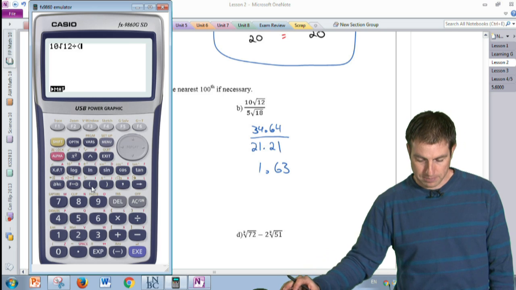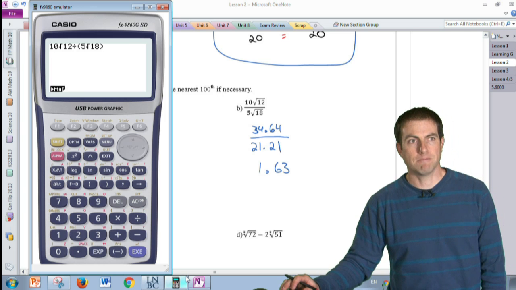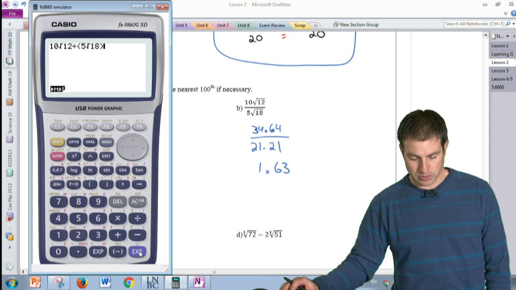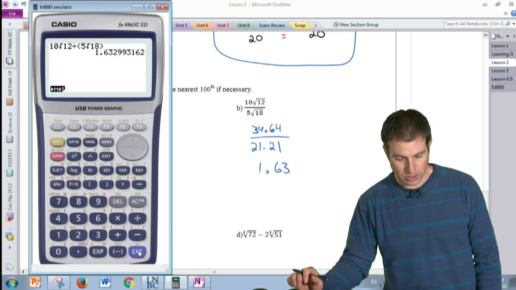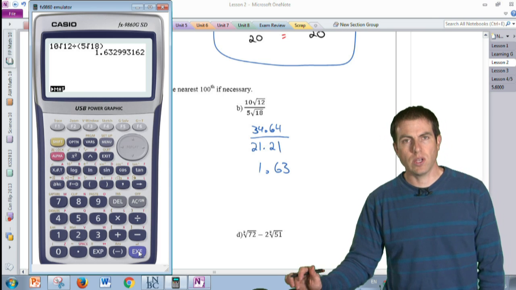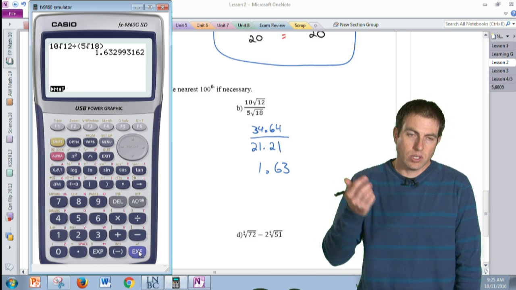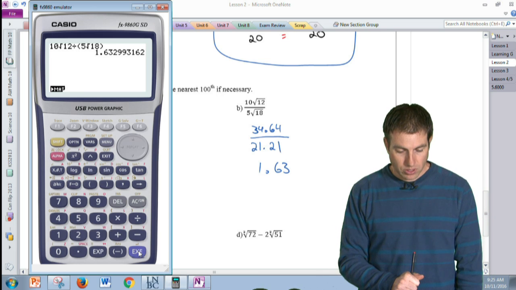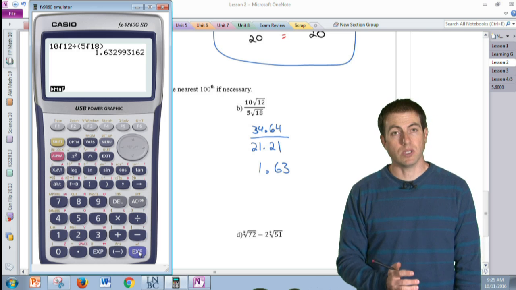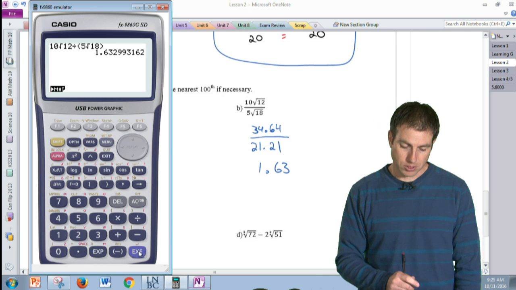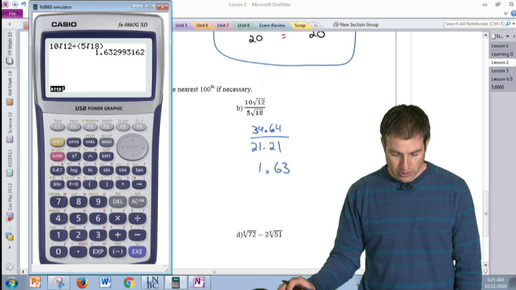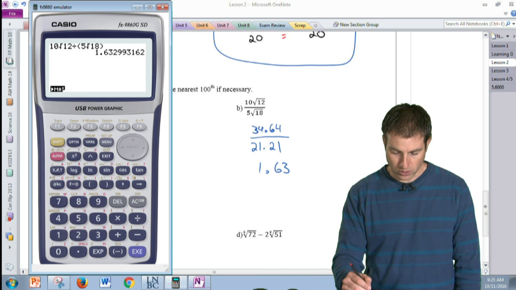So I'm going to go bracket 5 root 18, and then I'm going to close the bracket, and then I'll hit enter and see what I end up with. It just turns out to be the same thing, which is a good thing. So if you have a calculator kind of like the one I'm using here, then you can just put it all in, assuming you know where to put brackets and things like that. So let's look at the last 2 here, and then we'll move on.